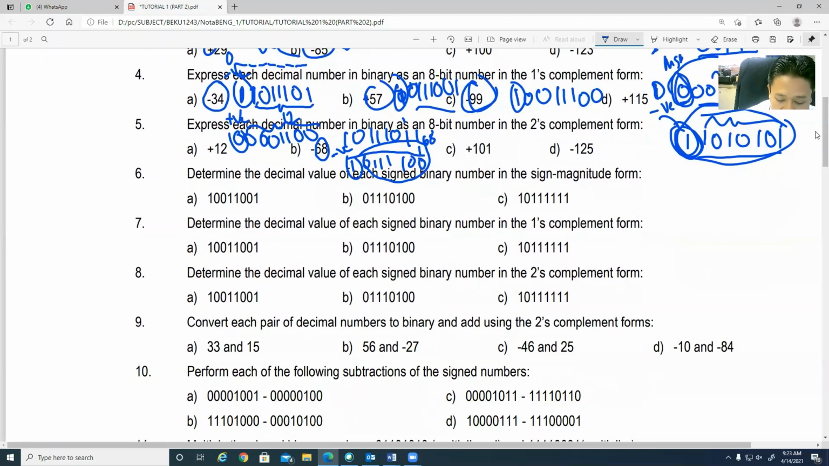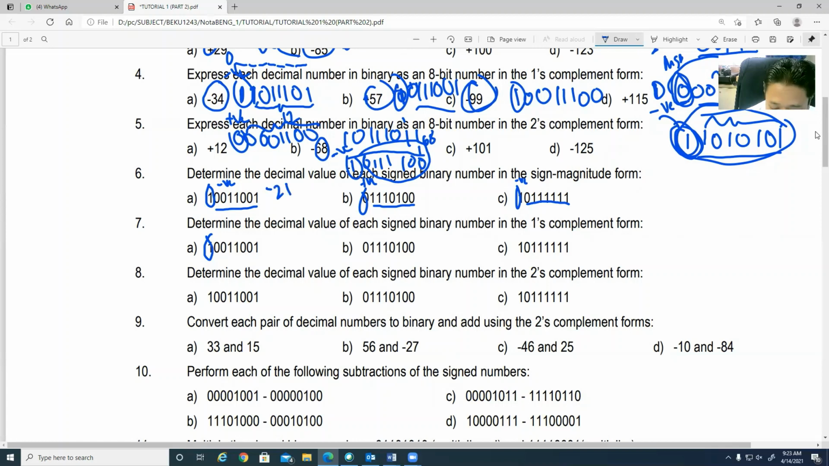Next we go to question number 6. Determine the decimal value for each signed binary number in the first complement form. As you know, this one is negative, this is positive, then this is negative. Then this is the magnitude. For example, this one in question number 6 will be 16 plus 4 plus 1, so this is negative 21.